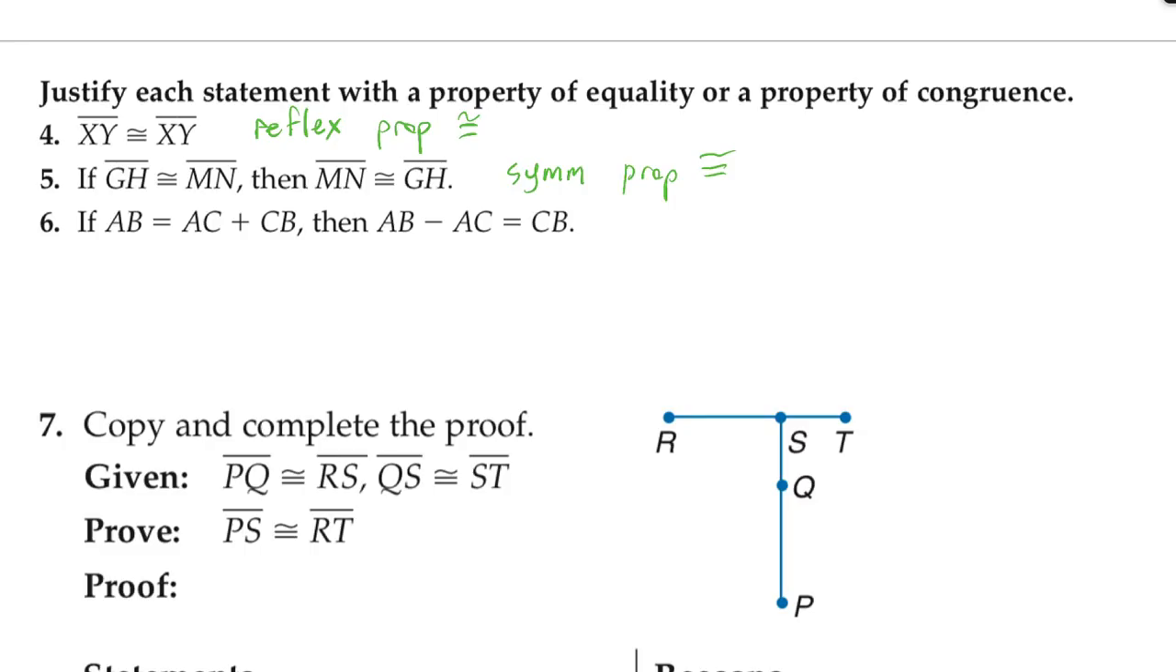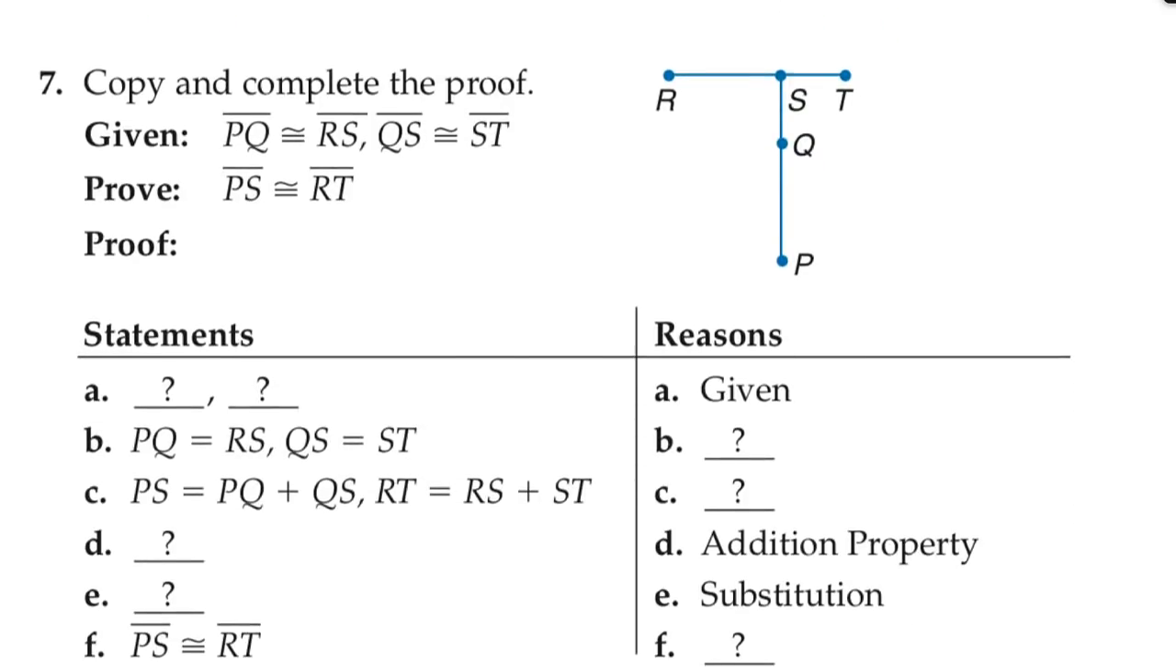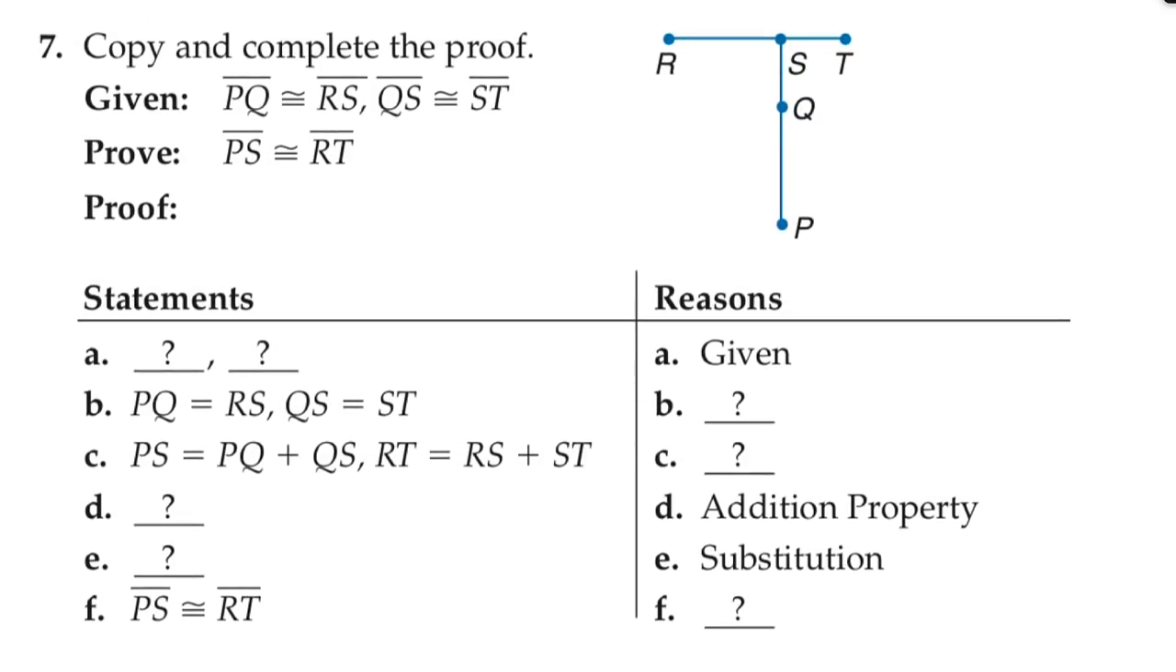If AB is equal to AC plus CB, then what we can do is, what did they do here? They subtracted AC from this side to get CB, and they subtracted AC from this side. Oh, well, this is just the subtraction property of equality. Okay. So let's look at copy and complete the proof. So they're starting us with a structured proof, and we're just filling in the blanks here.